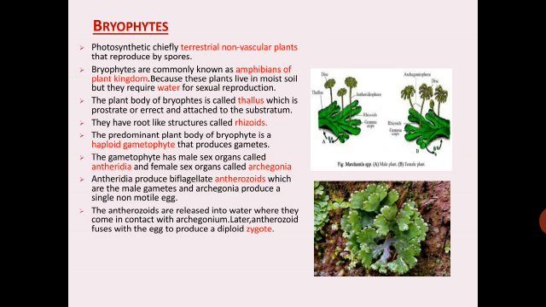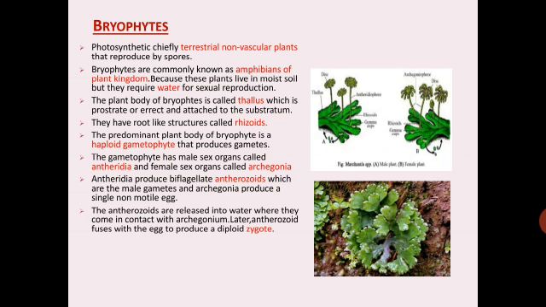The plant body of bryophytes is called thallus. The word thallus is used here because the plant body cannot be differentiated into true root, stem and leaves. The thallus may be prostrate or erect and it is attached to the substratum. They have root-like structures called rhizoids, by means of which they are attached to the substratum.